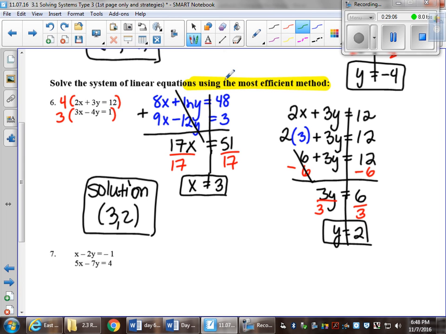Running that quick mental check again, here's x, here's y. So 2 times x, so 2 times 3 is 6, plus 3 times 2 is 6. 6 plus 6 equals 12. Check that out right there. First one's good. 3 times x. 3 times 3 is 9. Minus 4 times 2 is 8. 9 minus 8 is 1. Check.